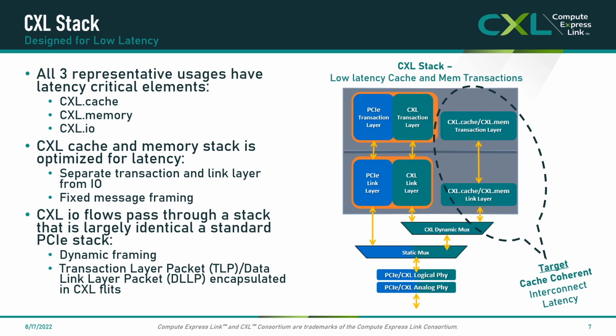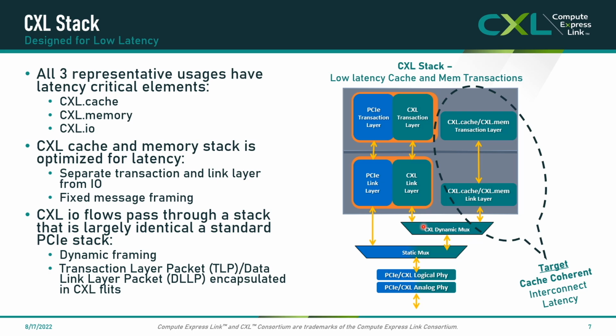These protocols have very distinct usages, as we saw in the previous slide. What's interesting to note is that the CXL.cache protocol and the CXL.mem protocol are the ones that carry cache coherent transactions. And with cache coherency comes sensitivity to latency. To minimize the latency through the CXL.cache protocol and the CXL.mem protocol, we separated these protocols into their own independent transaction and link layer. The cache and the mem link layers sit on the side of the CXL.io transaction and link layer, and they operate independent of the CXL.io transaction and link layer.